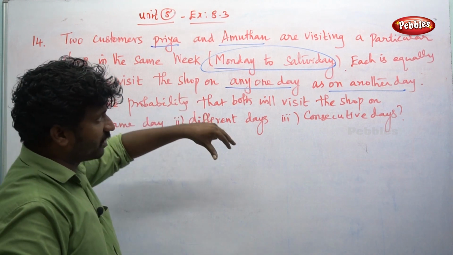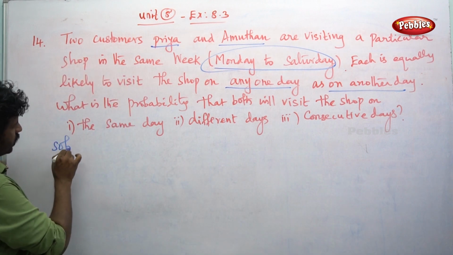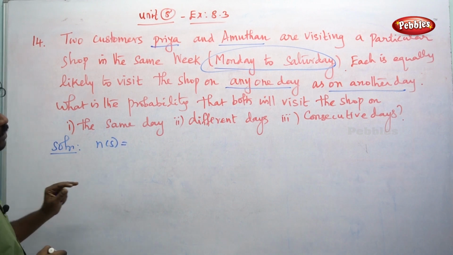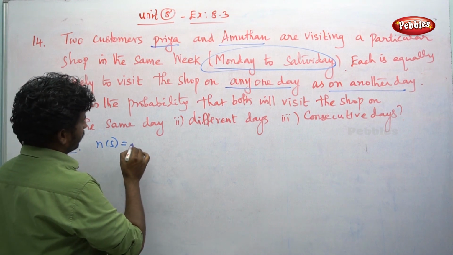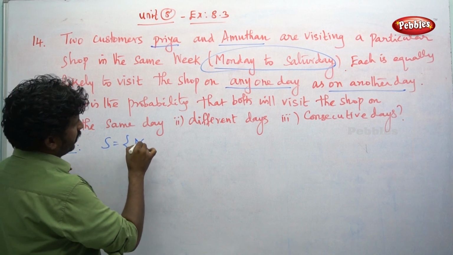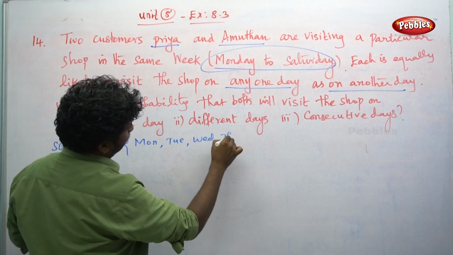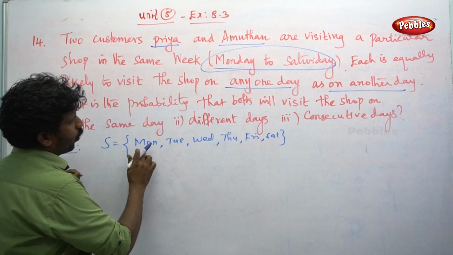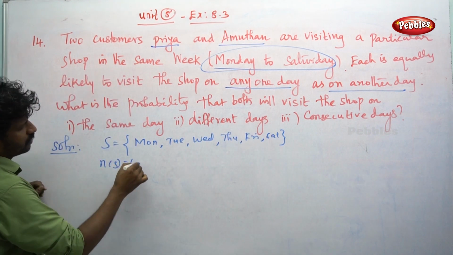Right? The same day, the different day, the consecutive days. The solution. First, sample space. Number of sample space, n of S. So, how many days? The sample space முதல்ல எழுதிக்கங்க கொஞ்சம் ஈஸியா இருக்கும். S is equal to what are the days? Monday, Tuesday, Wednesday, Thursday, Friday, Saturday, right? 1, 2, 3, 4, 5, 6. So the n of S is equal to 6, right?